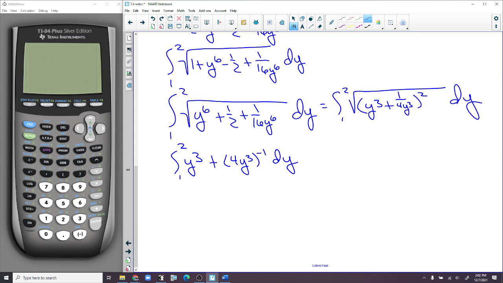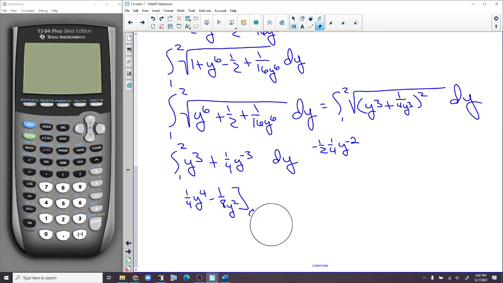Is that what I want to do? Oh, no, I don't want the 4 in there. I want it like this. How about we make it 1/4 y to the negative 3? How about we make it like that? So this is 1/4 y to the fourth. This would be 1/4 y to the negative 2, but times negative 1/2. So that ends up being minus 1/8 y squared from 1 to 2.